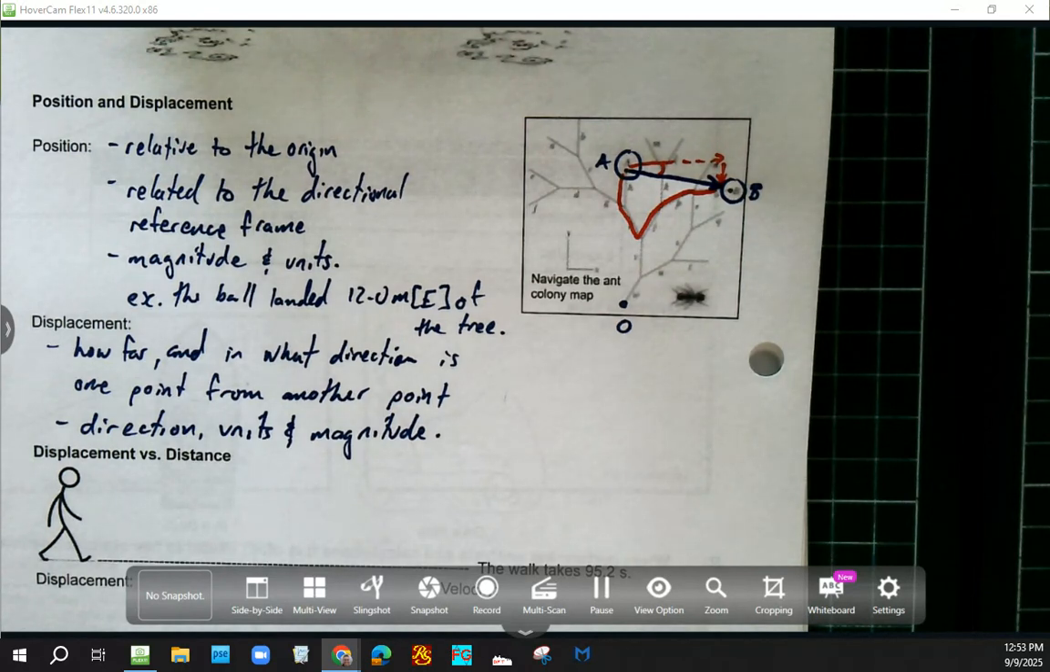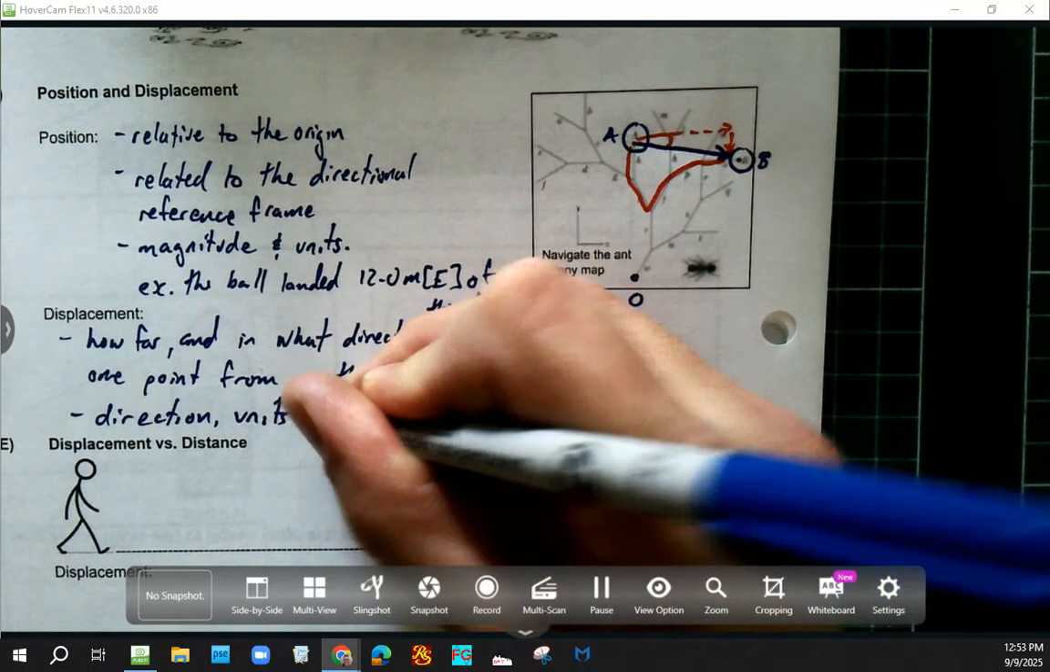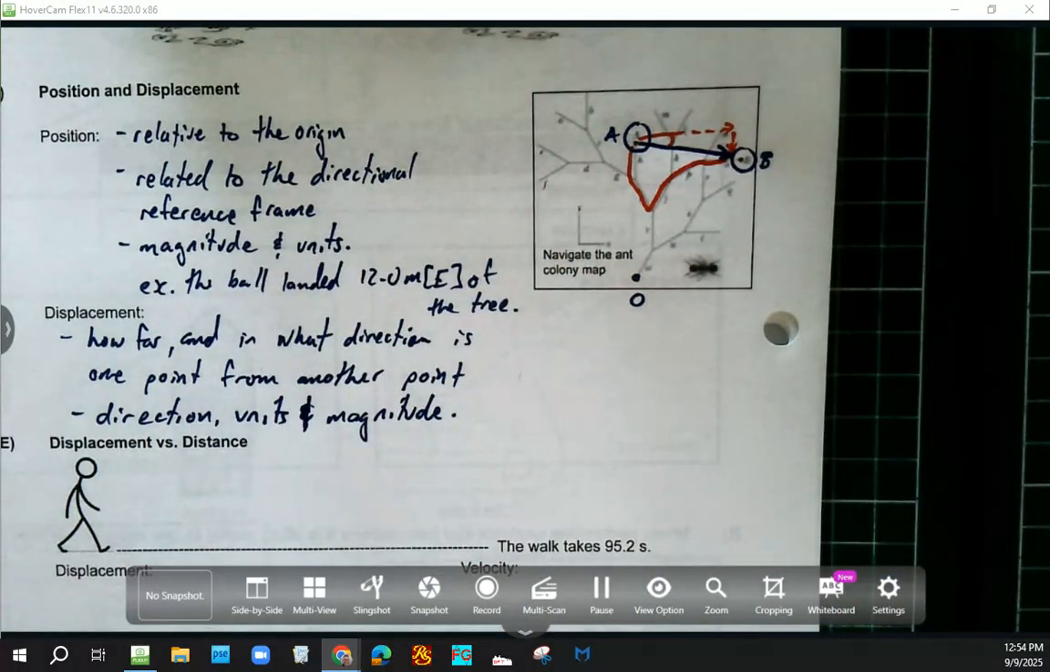And guys, I saw a hand at the back. What's up? Last sentence, direction, units, what is that symbol next to? Oh, it's the and symbol. And magnitude. Yeah.